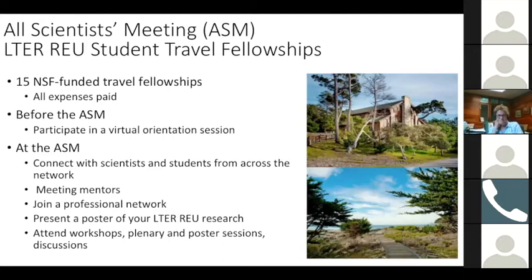And while you're at ASM, you'd be able to obviously meet and discuss science and the future possibilities of your academic or career with faculty and scientists, graduate students. You'd be able to present a poster at a meeting, attend workshops. And what I wanted to also mention is that ASM is much more collaborative than other national meetings. And so there's a real sense of working together to achieve the goals here of the LTER.